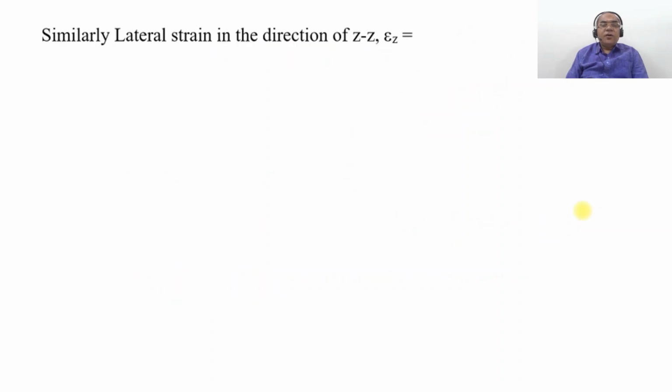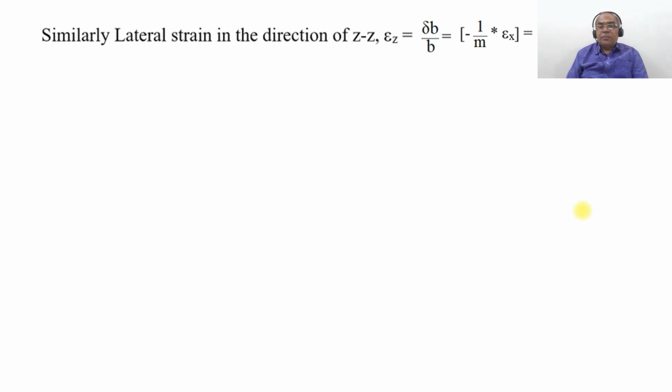Now similarly, for the lateral strain in the direction of Z, epsilon Z, which is delta b by b, you again have it in terms of Poisson's ratio. So it is minus 1 by m into epsilon X, because Poisson's ratio 1 by m is equal to lateral strain by the longitudinal strain. So what is the lateral strain?